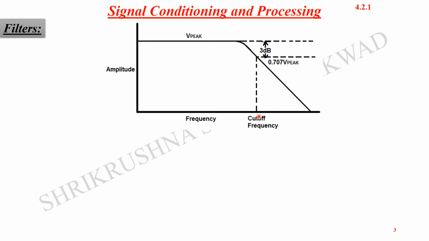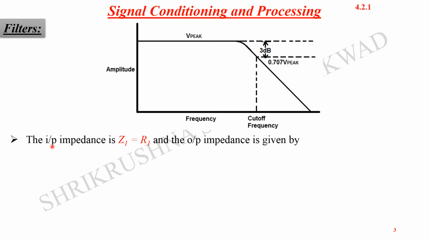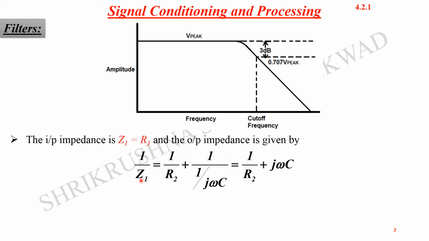So above this frequency is cut off, not allowed to pass through the filter. That's why we call it a low pass filter. Low frequencies are allowed to pass. Input impedance is Z1 is equal to R1, and the output impedance is given by 1 by Z2 is equal to 1 by R2 plus 1 over XC.